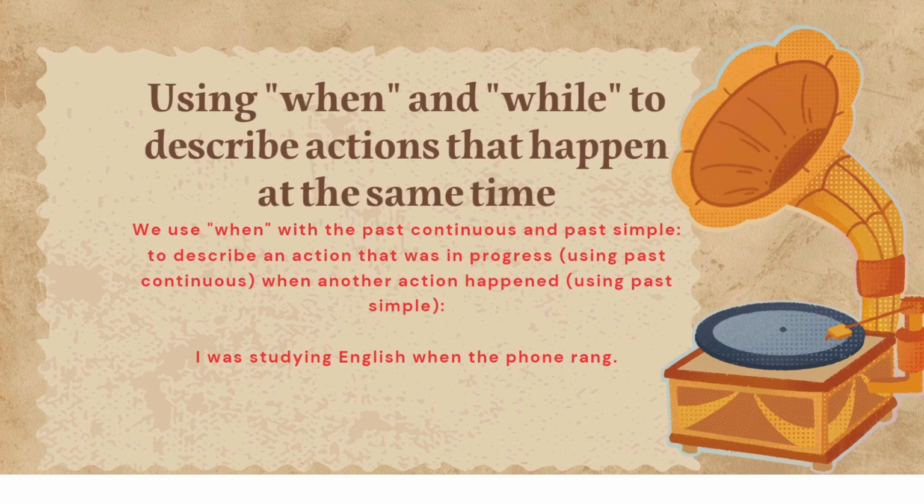Using when and while to describe actions that happen at the same time. We use when with the past continuous and the past simple to describe an action that was in progress, using the past continuous, when another action happened, using past simple. I was studying English when the phone rang.